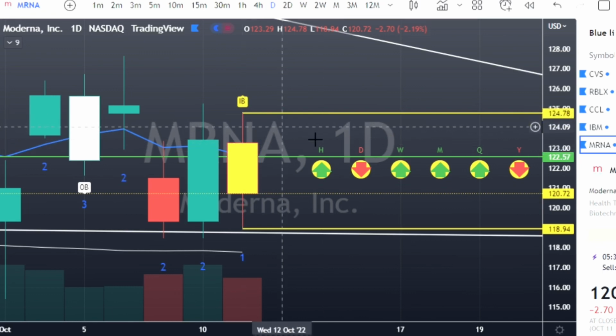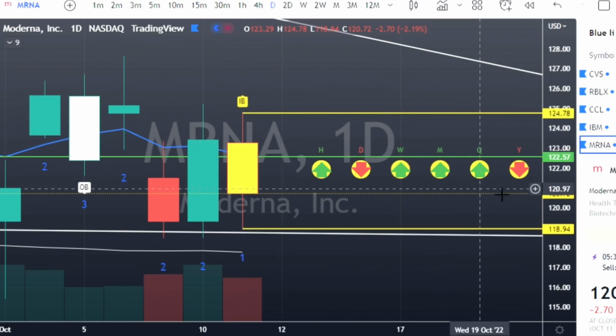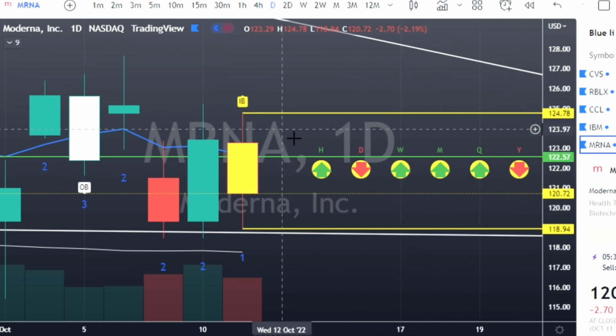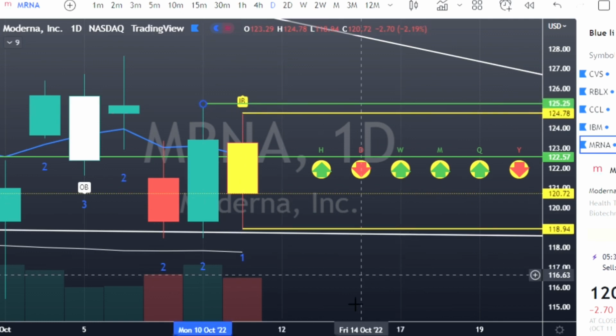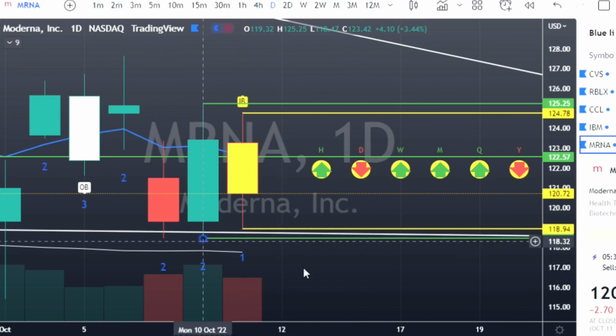So Moderna has an inside bar. If we get the calls, if this trends up, we've got full time frame continuity outside of the year. So we'll look for calls at 124.78, and we've got first target set at 125.25. And then to the bottom side, we've got puts, and we can look for targets at 118.47 on Moderna.